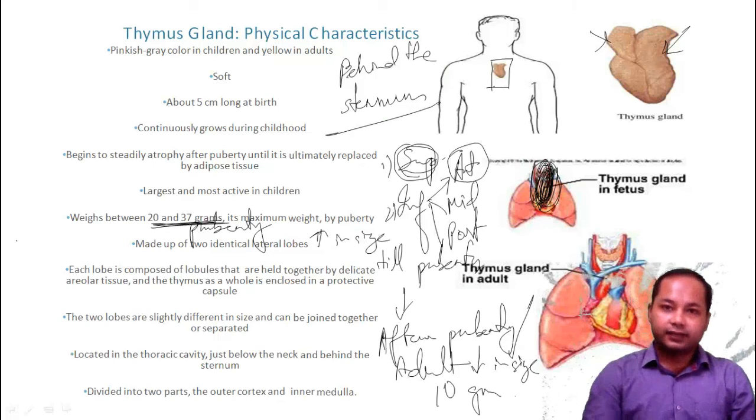So in the cadaver, what we have seen is that just behind the sternum we see fat tissue, and we are unable to find the thymus as such in the cadaver.